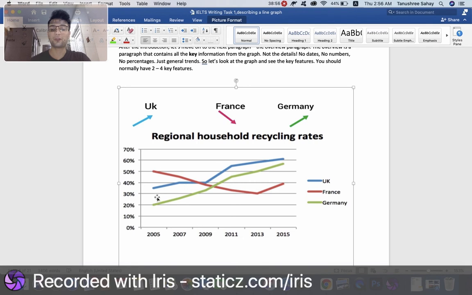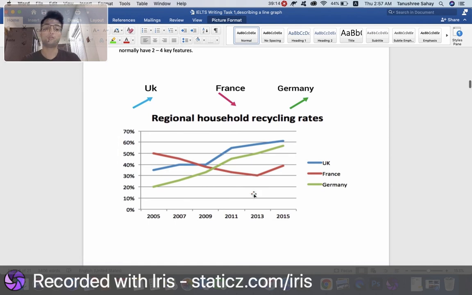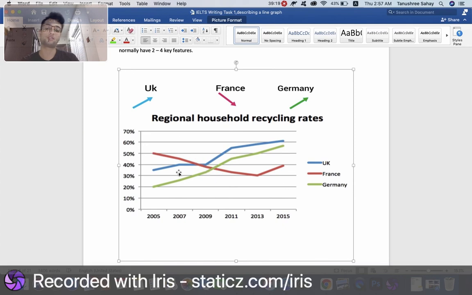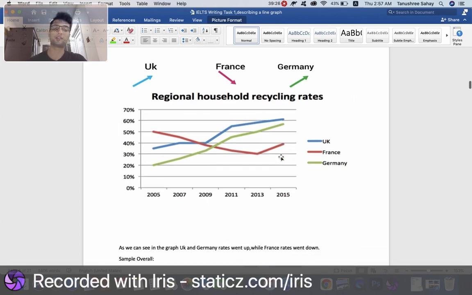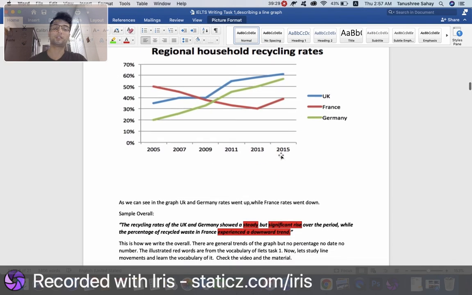Actually, the UK rates had the biggest trends in this period of time. So it has sharp decreases and increases, and it also has some steadiness in the movement throughout the time. And the easiest one here is France, because it just decreased gradually, and in 2013 it has a little sharp increase in the rate of recycling.